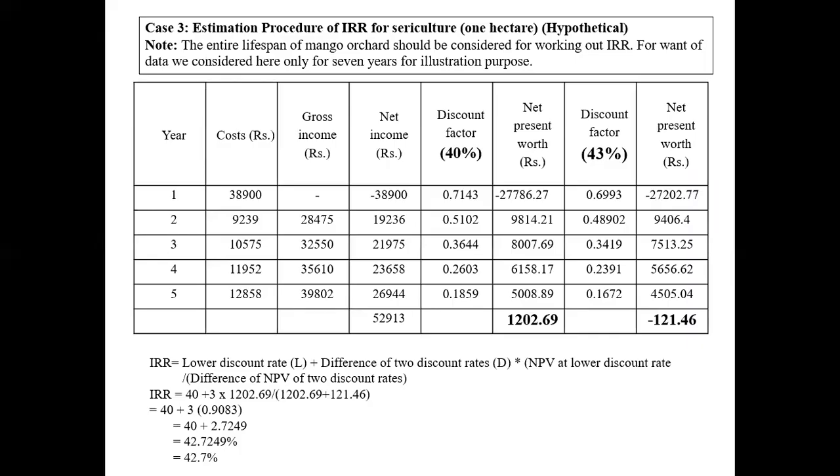In the example, you first randomly select a 40% discount rate and find the NPV. Since the NPV is positive, you increase the discount rate to 43% and find another NPV. This time you get a negative NPV. Using the interpolation method, you calculate the internal rate of return, which is around 42.7%. This is the internal rate of return.